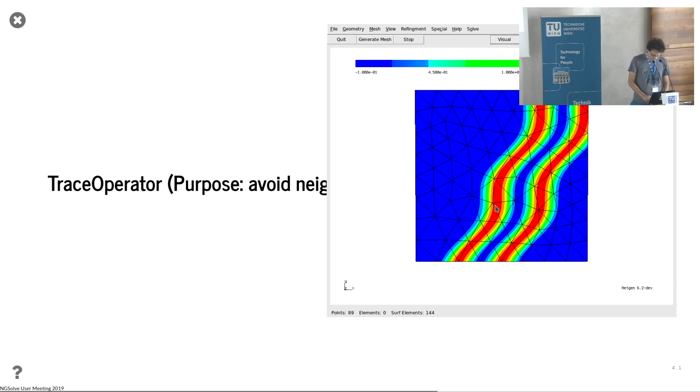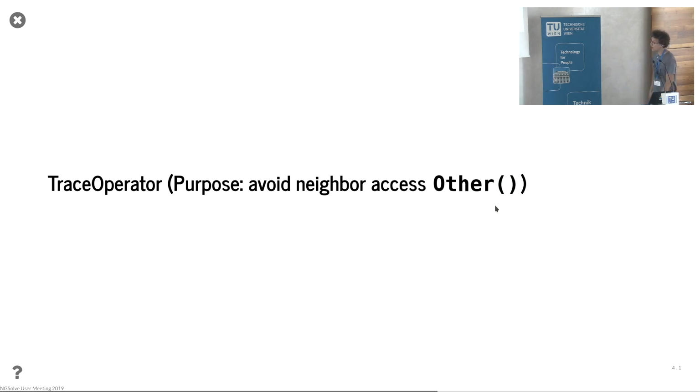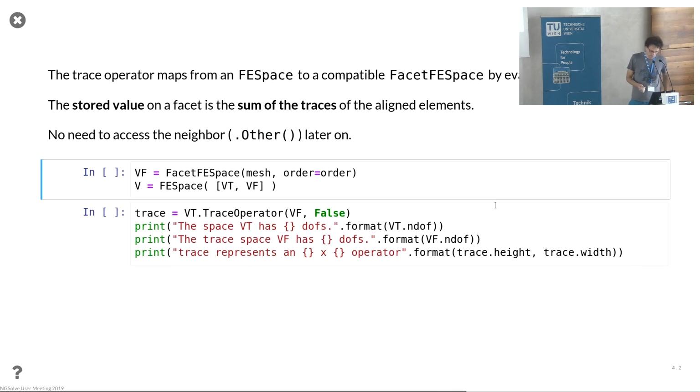Now we want to improve this further, and one of the motivations is that in the DG formulations we always have to access neighbors, so we always have to take a look at what the neighbor value is there. One way to circumvent this is to first compute the trace of the piecewise polynomials that we have in our solution on the skeleton, and then work with that later on.